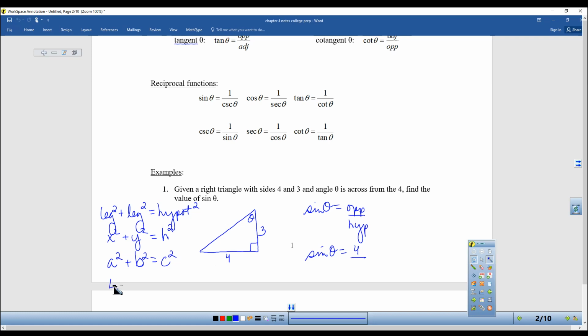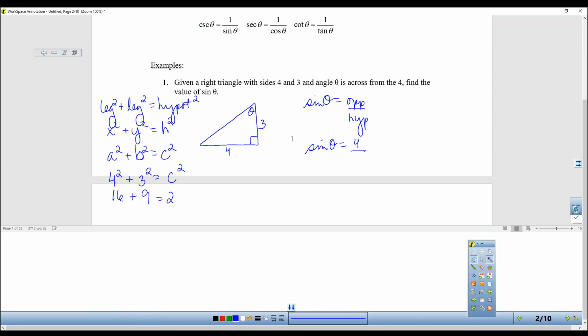So in this case, 4 squared, the order doesn't matter, plus 3 squared is equal to c squared. 16 plus 9 is equal to 25. Is equal to c squared. 25 is equal to c squared. And c is equal to 5. It's technically plus or minus 5, but of course we're making a triangle, so we're only going to use the positive answer.